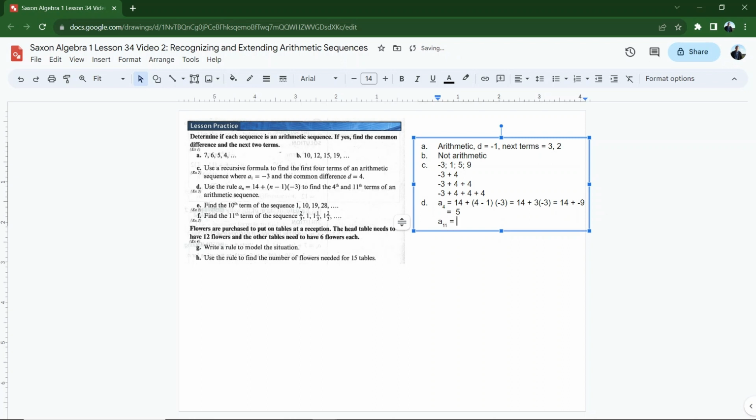All right, the 11th term is going to be 14 plus 11 minus 1 times negative 3. I'm just going to do this one without writing out every single step here. 11 minus 1 is 10.